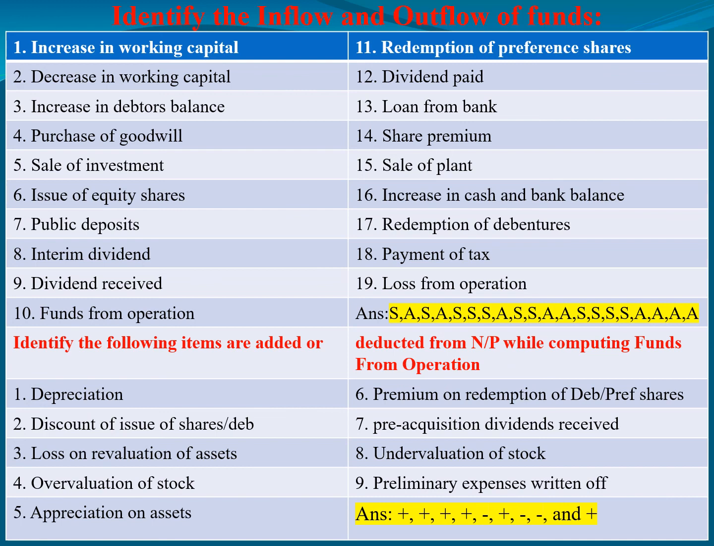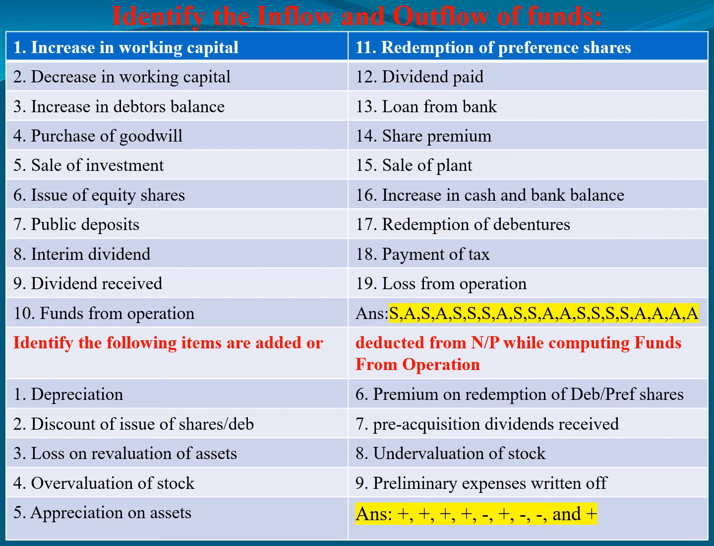Eighth one, interim dividend, is an application of fund. Payment of tax, 18th one, is an application of fund. Sale of plant, 15th one, is a source of fund. Go through all, up to the 19th one. I have given the answer. S stands for source of fund. A stands for application of fund.